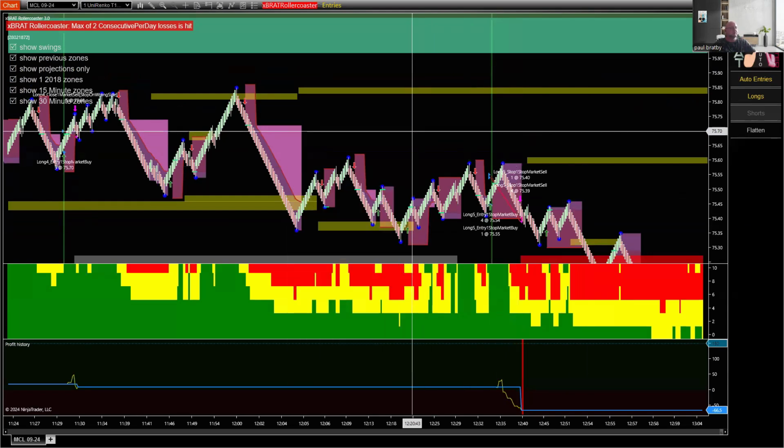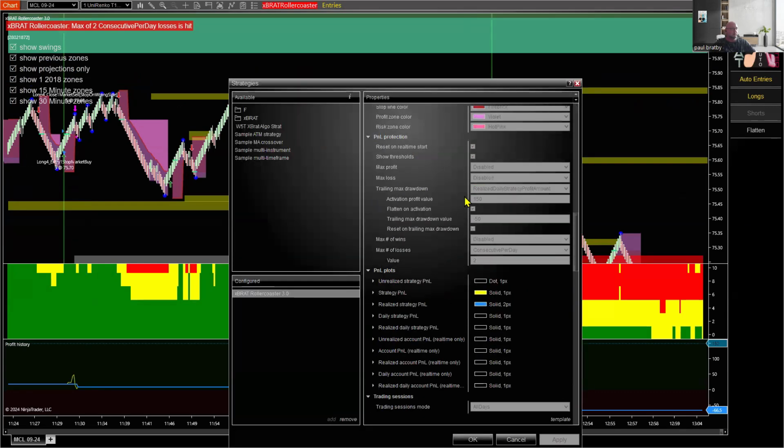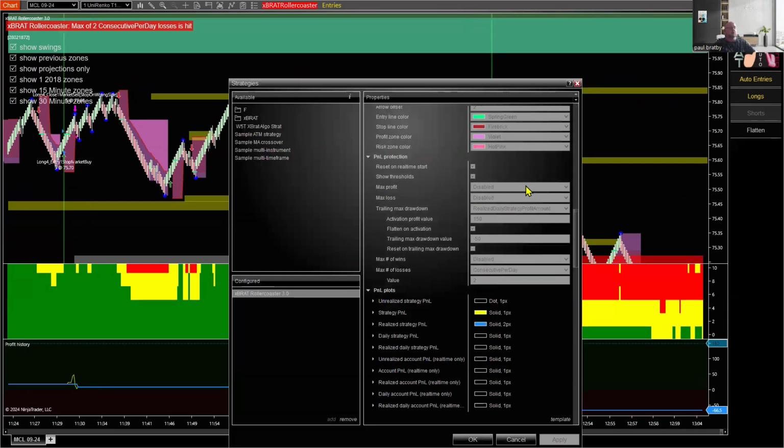So when we go to strategies here in the P&L protection, we have things like max profit for the day. So we can actually set that max profit at a certain amount on that particular strategy on that time frame. So if it hits a certain amount of money, it takes the profit, doesn't trade for the rest of the day. You can have your max loss for the day. I prefer to run the max number of losses, especially on a roller coaster type strategy.